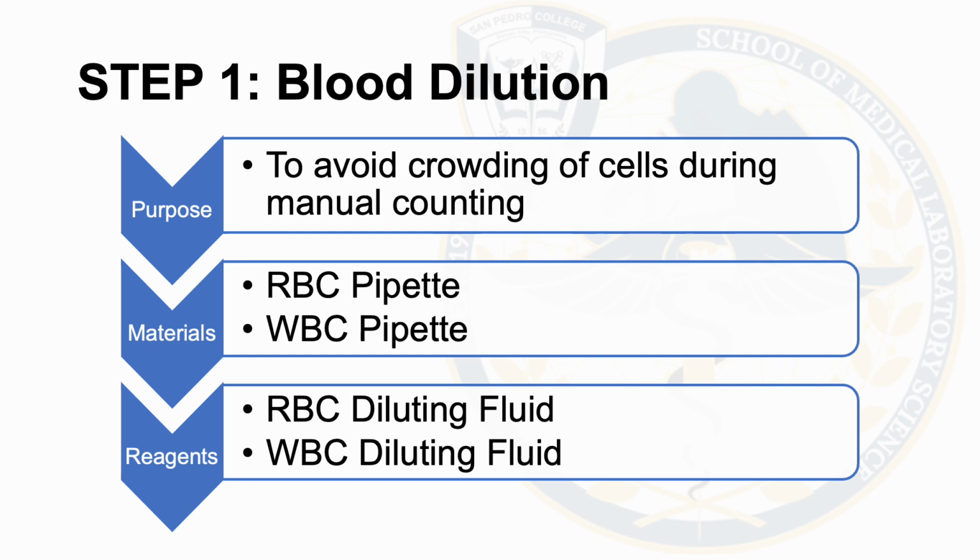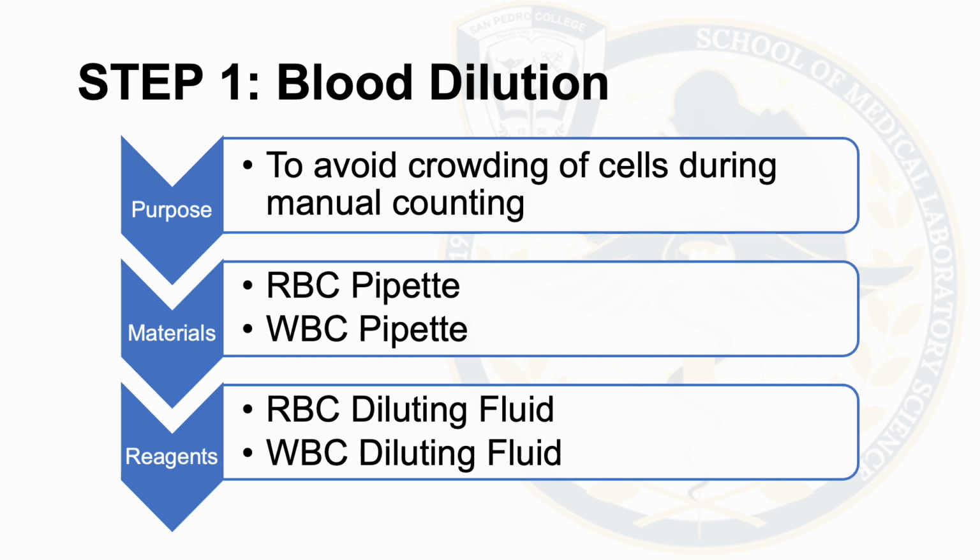You count the cells, and you need to make sure that the cells are not overlapping. In fact, ideally, the cells should have enough distance from each other. They should not really be touching. Later, I'll show you a picture of how cells should appear under the microscope when it is charged onto your hemocytometer.